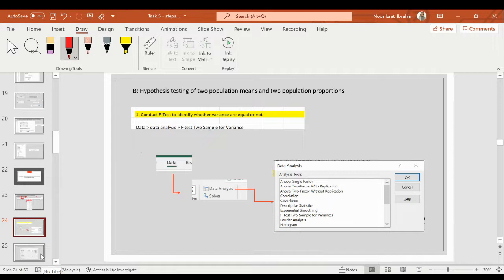Before we compare the two means, first we have to conduct an F-test to see whether the variances are equal or not. Because if you use Excel, there are two options in the data analysis, for variance that is equal or not equal. So to conduct the F-test, you go to Data Analysis, and then you select F-Test Two-Sample for Variances, and you click OK.